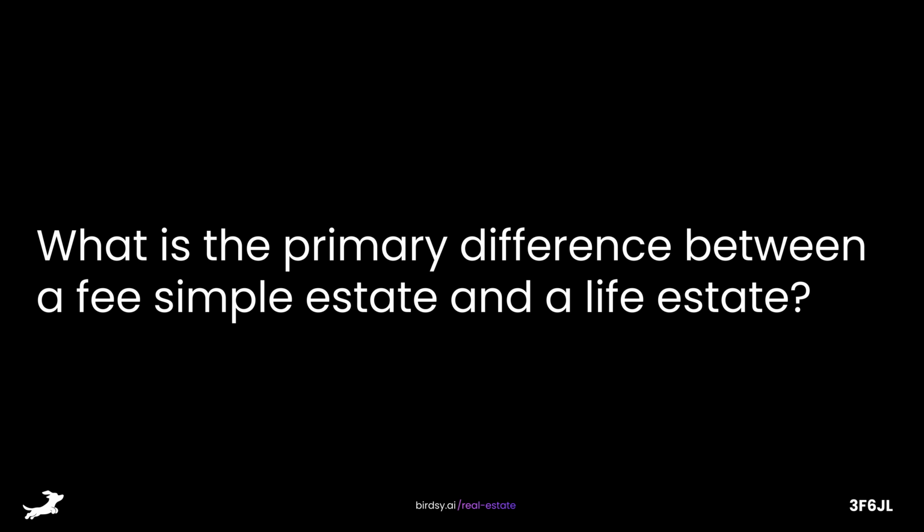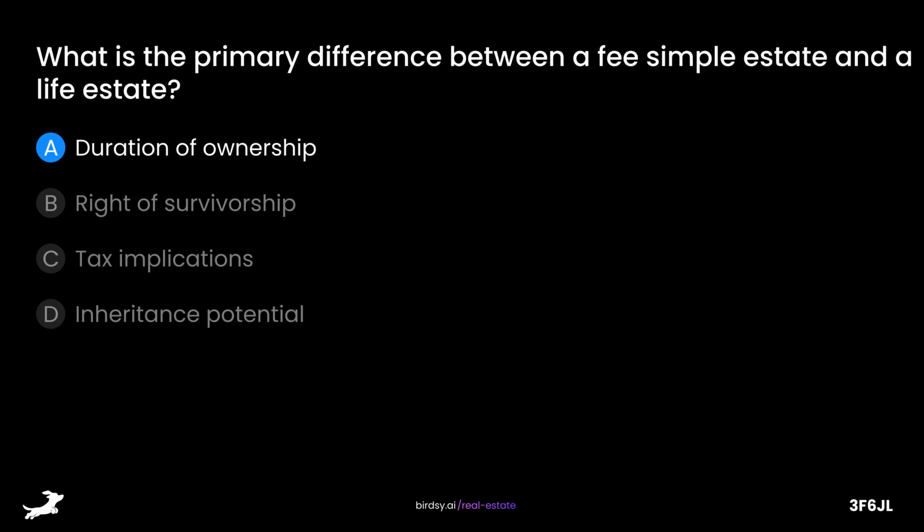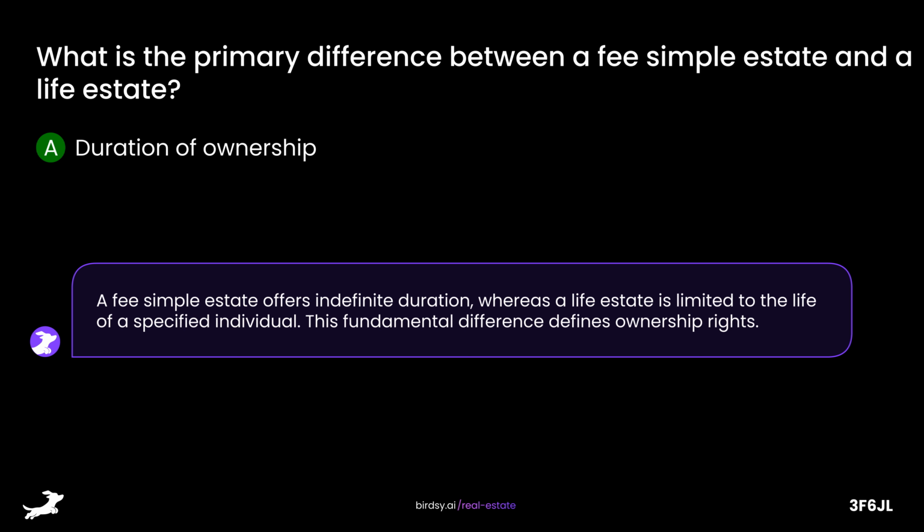What is the primary difference between a fee simple estate and a life estate? Is it A, duration of ownership, B, right of survivorship, C, tax implications, or D, inheritance potential? The answer is A, duration of ownership. A fee simple estate offers indefinite duration, whereas a life estate is limited to the life of a specified individual. This fundamental difference defines ownership rights.